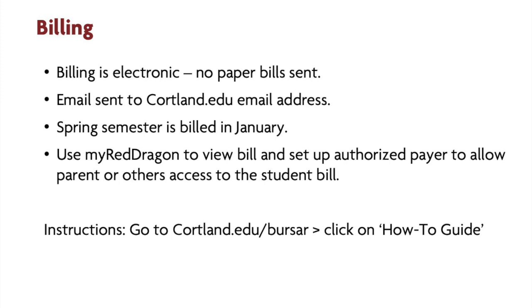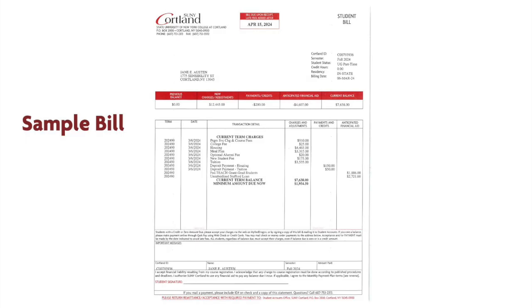Students can access and print a copy of their bill via their My Red Dragon account. Students can also use their My Red Dragon account to set up an authorized payer, which gives parents or others access to the bill. For instructions setting up an authorized payer, please review the how-to guides on the Student Accounts website. Let's take a look at a sample bill.